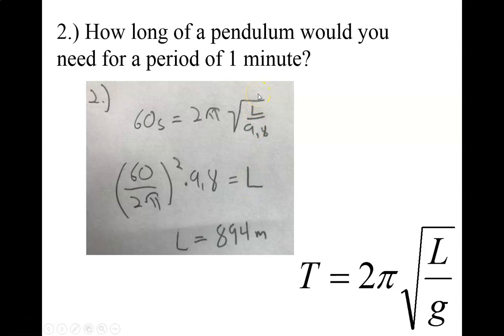Kind of the flip side of that problem: how long of a pendulum would you need for a period of 1 minute? So this highlights a couple things. One is we want a period of 1 minute, but in order to plug that into this equation, it must be in seconds. So we've got to convert that to 60 seconds. 60 equals 2 pi times the square root of L, which is what we're looking for, divided by 9.8, just plugging in to the equation here. And I've done the algebra here. You should try this on your own, going from this to an answer, if you can do the algebra correctly. But if you do the algebra correctly, you get 894 meters.